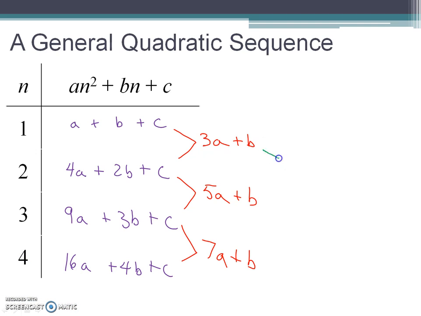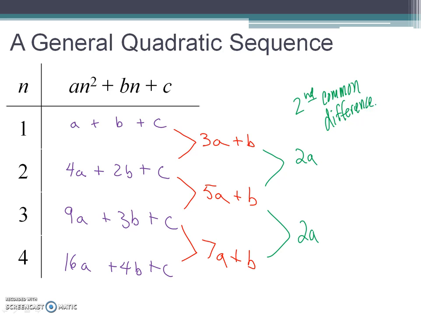Let's do this one more time. What we're going to see is a second common difference, since we know this is quadratic. 5a minus 3a is 2a. 7a minus 5a is also 2a. So this is a second common difference. Hooray! It worked out nicely.